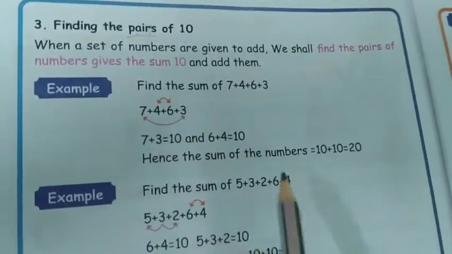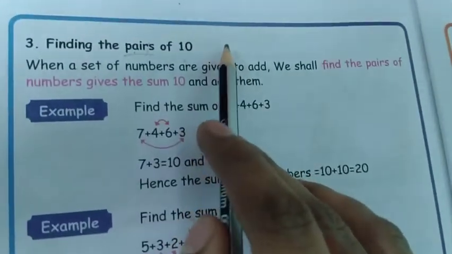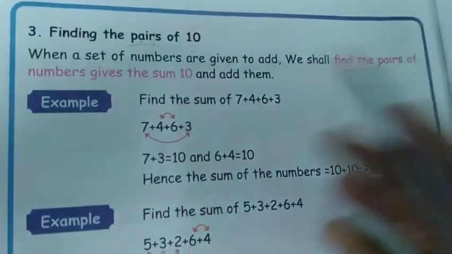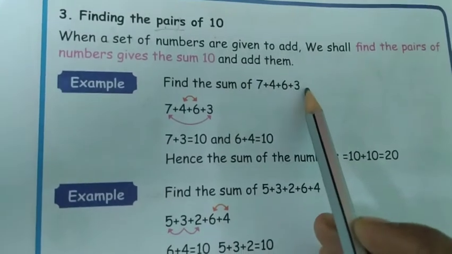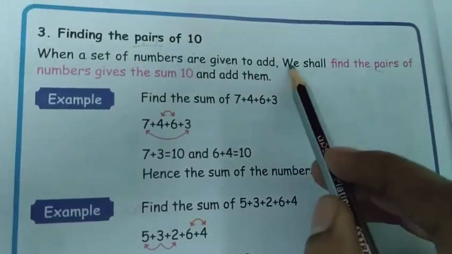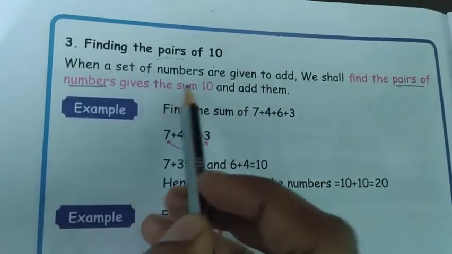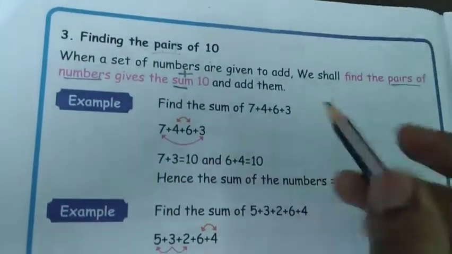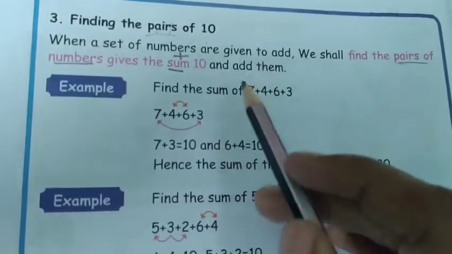In the earlier classes, we only added just 2 numbers, isn't it? That means 3 plus 5, 35 plus 25. Just 2 numbers only we are adding, no. But in this class, we are adding a lot of numbers. In that situation, we shall find the pair of numbers that gives the sum 10. Sum means what? Addition. Okay. Now we want to find out which numbers added give the answer 10.